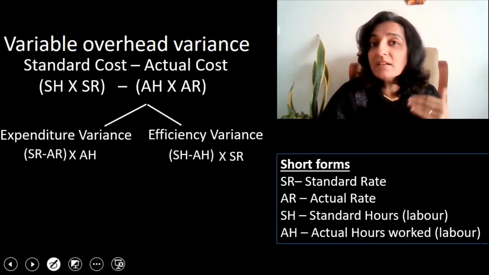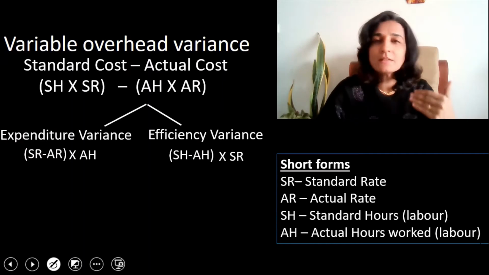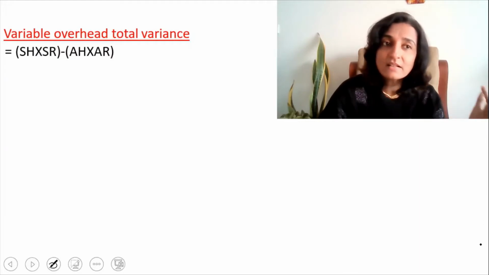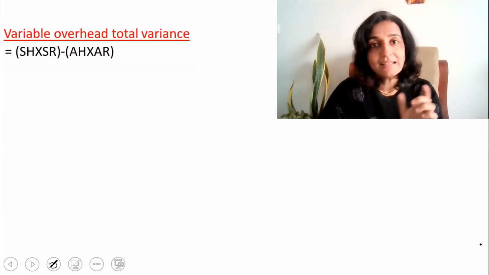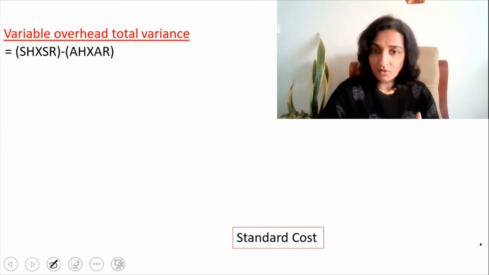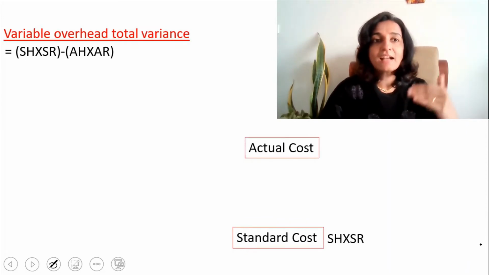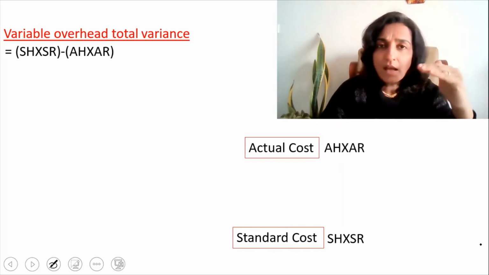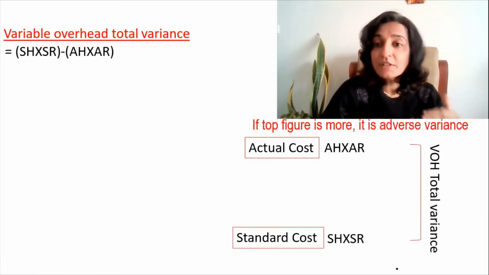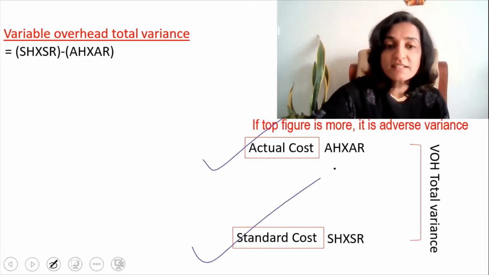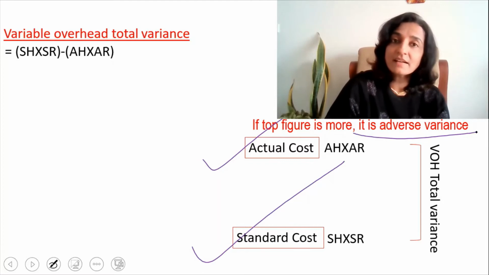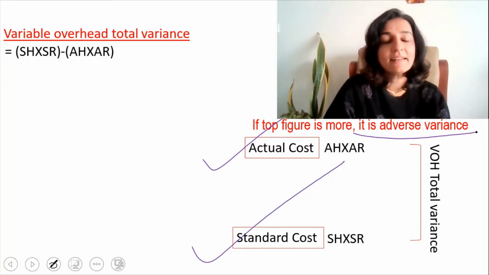Now, since the format method is much faster, we will adopt the format method. So let's see how the format method is done. Variable overhead total variance, what is the formula? Standard hours into standard rate, that's the standard cost, minus actual hours into actual rate, that's the actual cost. So in the format, we will be writing the standard cost on the bottom, that is SH into SR, and actual cost on the top, that is AH into AR. And what is the difference between the two? That is nothing but the variable overhead total variance. And if the top figure is more, that is if the actual cost is more than the standard cost, then it is an adverse variance, just like the formats that we studied earlier for direct material and direct labor.